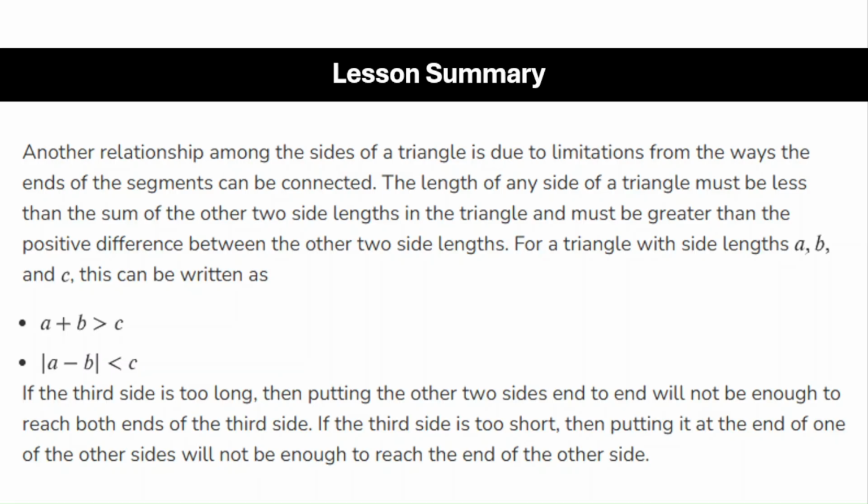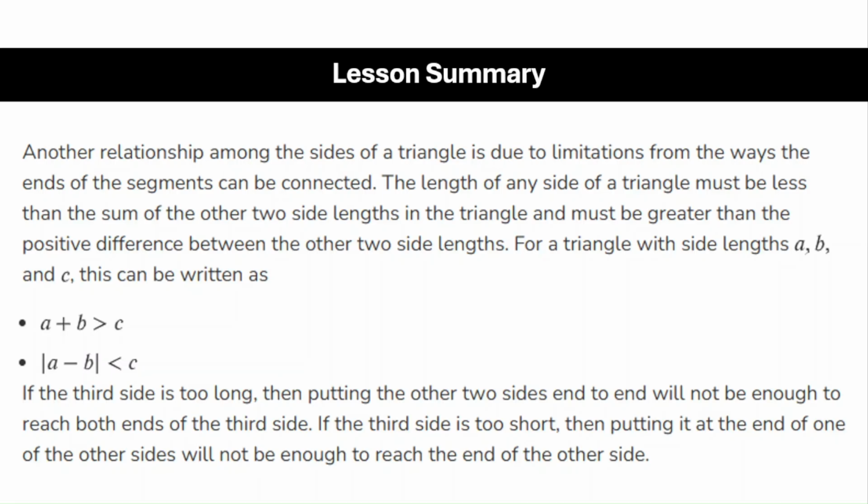Now, the other way that this can be rewritten is that the absolute value of A minus B needs to be shorter than C. So if I take one of those short sides and subtract it from the other short side, then whatever's left over needs to be less than that long side C.